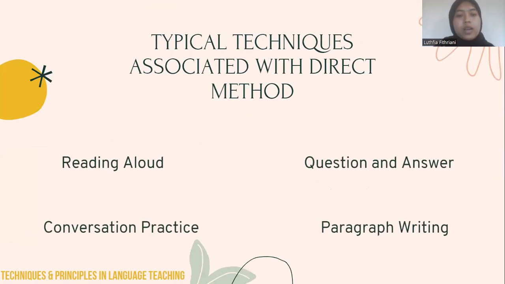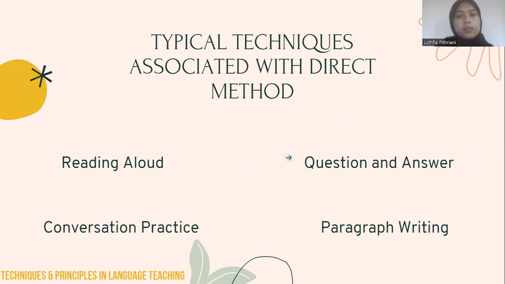Okay, we have finished learning the theoretical background of the direct method. Now we will move to some techniques that we can use in the direct method. First, reading aloud. We will give the students a reading passage and ask them to read aloud individually. Second, question and answer.